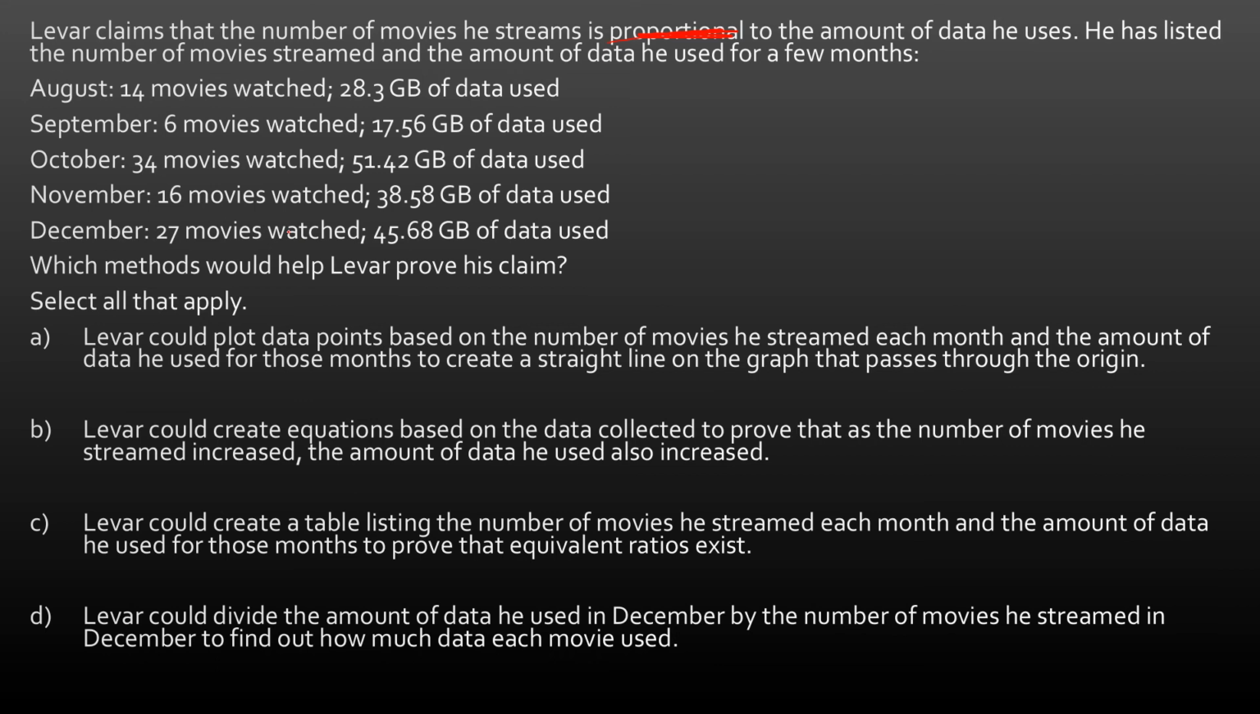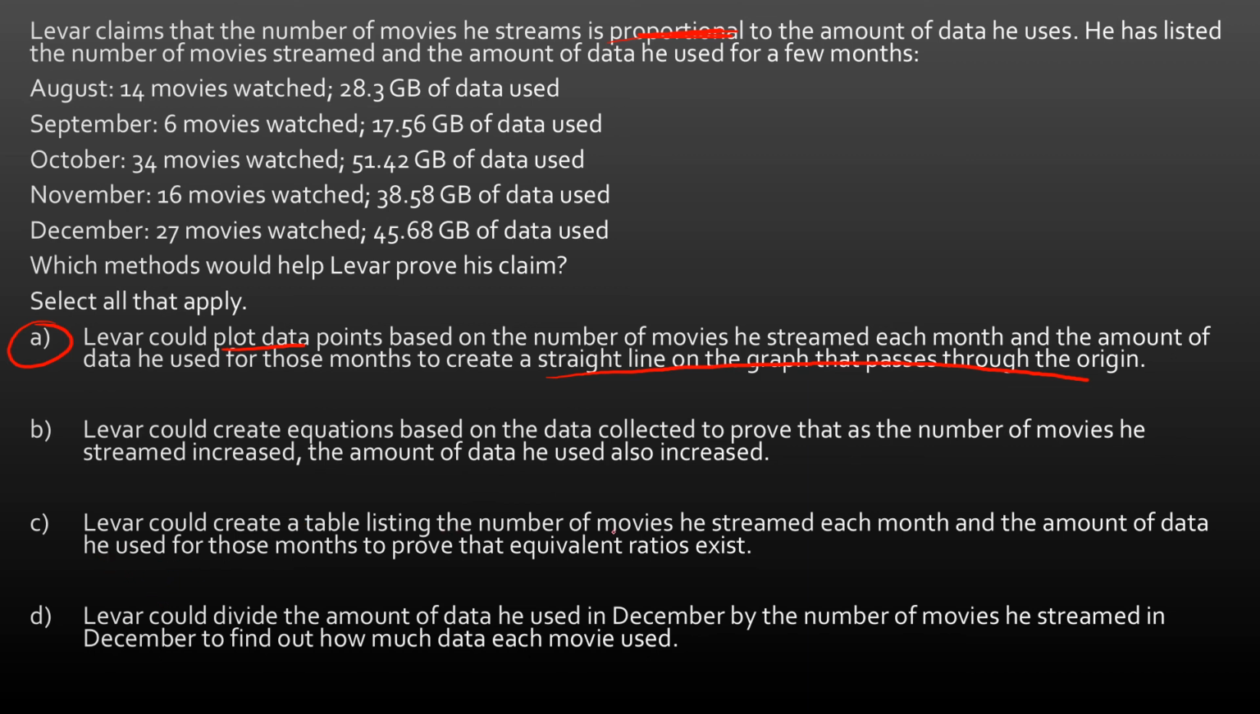So based off what we just said, I know that if he plots data points and he creates a graph with a straight line and it passes through the origin, that is one way of knowing that this data is proportional. Okay. It says that LeVar could create equations based off of the data collected to prove as the number of movies he streams increased, the amount of data also increased. Okay, let's read through all of the rest of these first.